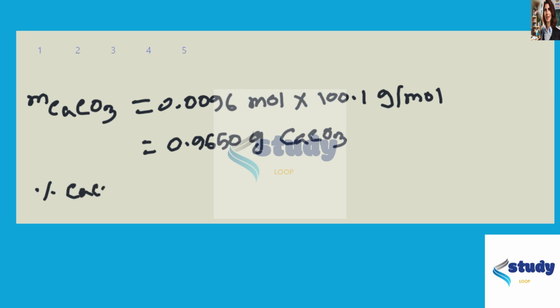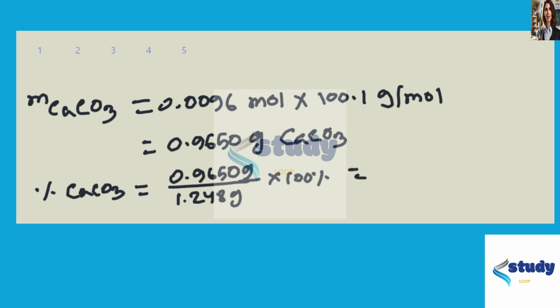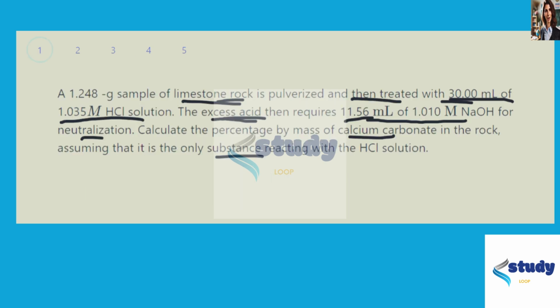That means the percentage of calcium carbonate in the limestone sample will be the mass of calcium carbonate over the mass of the sample, which is 1.248 gram, times 100%, and it will give us a value of 77.32%. So this is the percentage of the calcium carbonate in the rock sample.